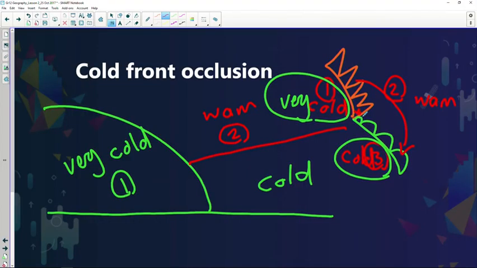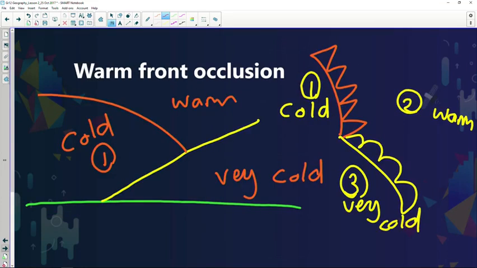If you look at the cold front occlusions, the air behind the cold front is much colder than the air in front of the warm front. Now, this is very important. This cold front over here attaches itself to the surface because the air behind it is much colder than the air in front of the warm front.